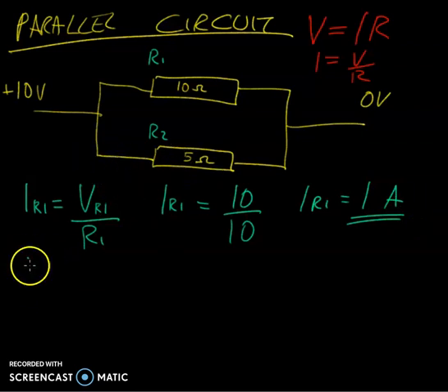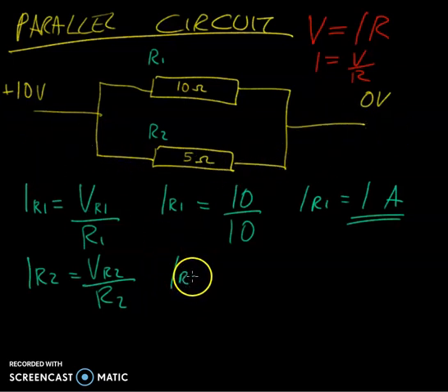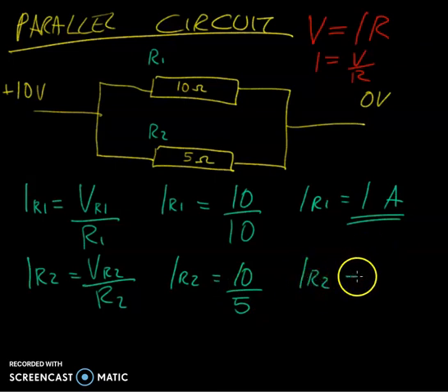So R2, IR2 equals VR2 over R2. In this case, the current passing through this resistor, IR2, is equal to the voltage dropped across it, our 10 volts, divided by its resistance, 5 ohms. So we end up with 2 amperes there. That makes sense. Lower resistance, higher current. Higher resistance, lower current. So how much current do we actually have in the circuit?